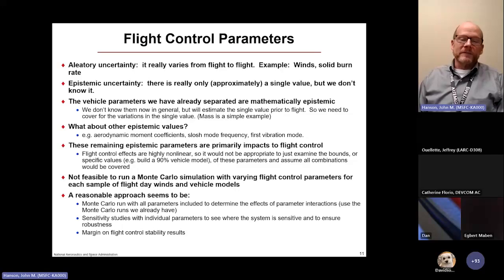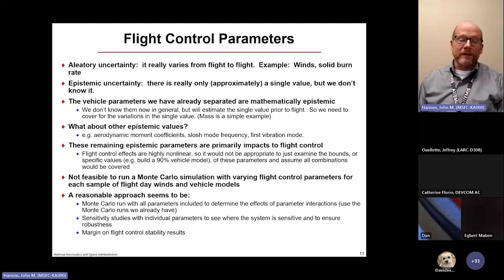And it isn't feasible to take all the vehicle models and all the possible flight day winds and run Monte Carlo sims for every one of them, where we also vary these flight control impacting things randomly: the moment coefficients, the slosh mode, the vibrational modes.